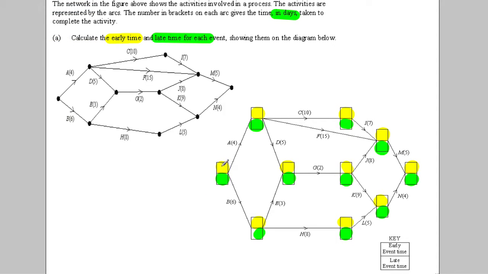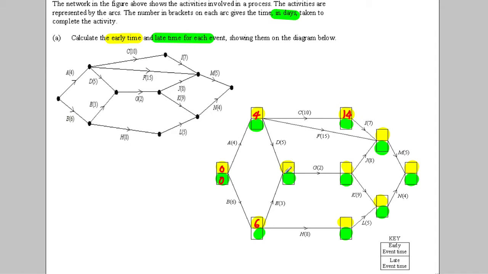So we all start off with this one with 0 and 0, right? So when you get to here, what's the quickest time we could have got to here? Well, the only thing that must have happened before that is A, which is 4. So that must be 4. Now go to B. What must have happened to get here? Only B, so the early time there has got to be 6. Let's go to C here. Now what must have happened to get here? Well, A must have happened and C must have happened, which is a total of 14.